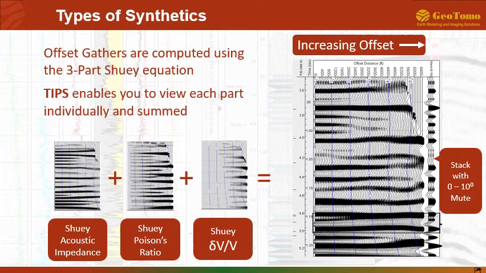This synthetic gather shows how reflection characteristics change with offset. Also shown is a near offset stack computed with a 0 to 10 degree mute. The near offset stack, of course, is equivalent to the zero offset synthetic discussed earlier. Physics of AVO is beyond the scope of this presentation, but suggested reading on this subject is Dr. Fred Hilterman's SEG book entitled Seismic Amplitude Interpretation.